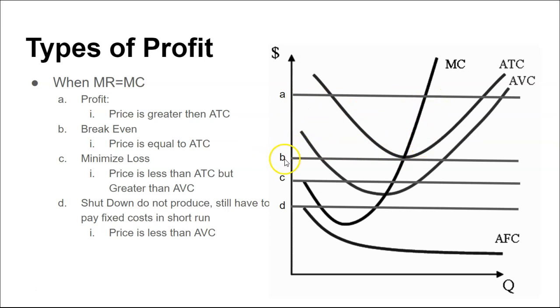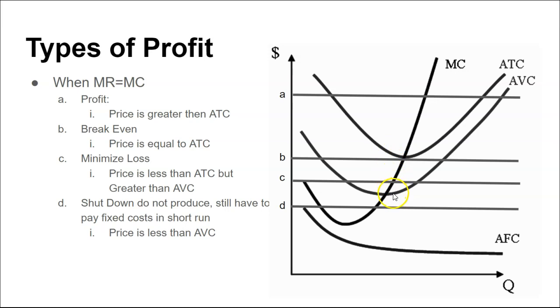If my price is B, I'm going to be producing at MR equals MC. I'm breaking even. What about minimizing loss? Minimizing loss is where I'm at point C. That's where my price is. I'm losing money because if I go straight down and straight up at that quantity, my price is less than my ATC. But you can see it's greater than my AVC, and this is where it's important to remember ATC minus AVC, so the gap between these two is my average fixed cost.